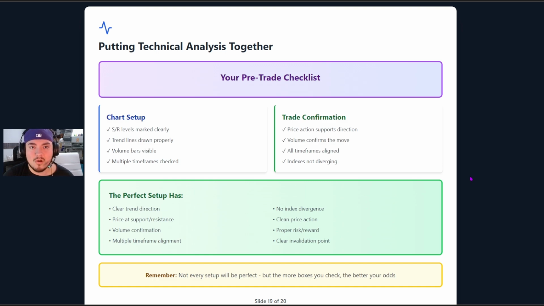That's going to give you more confidence knowing that history repeats itself, knowing that you're buying in a place of interest, and knowing that you're using your volume candles as confirmation tools, right? All these things together are going to help you guys take better trades, right? So what are the trade confirmations? Price action supports the direction. Volume confirms the move. All time frames are aligned, and indexes are not diverging.